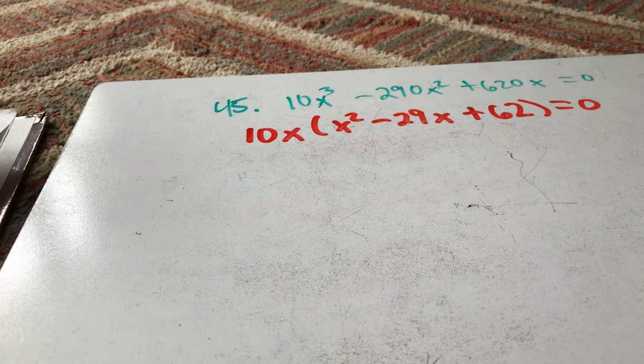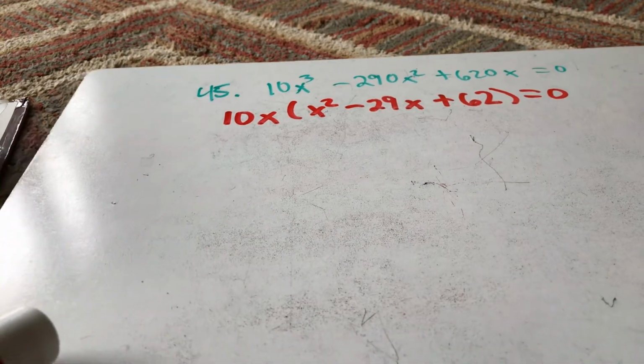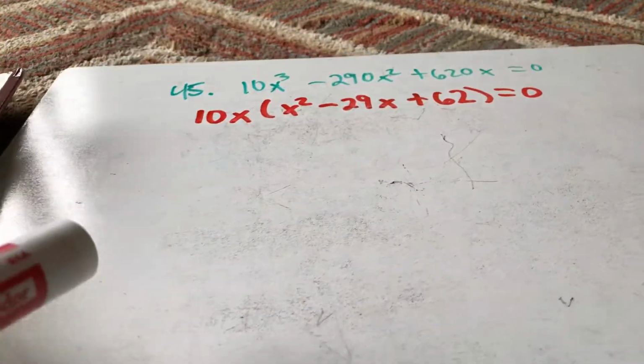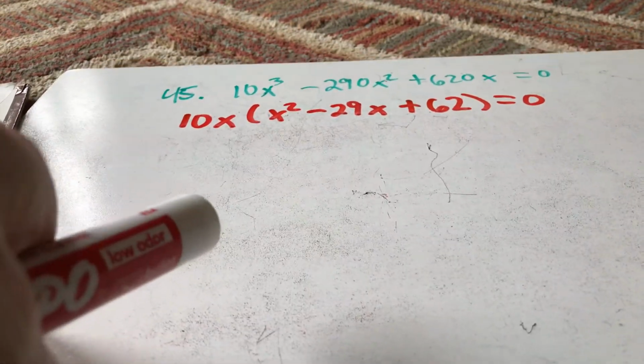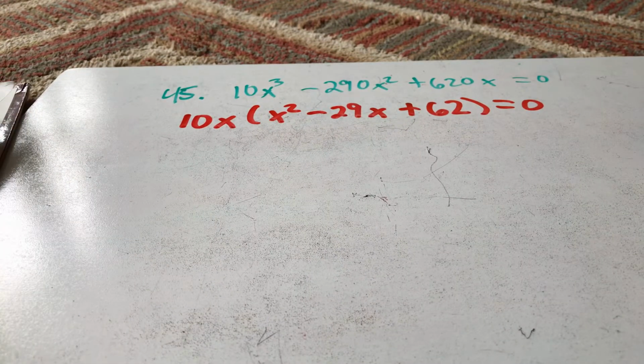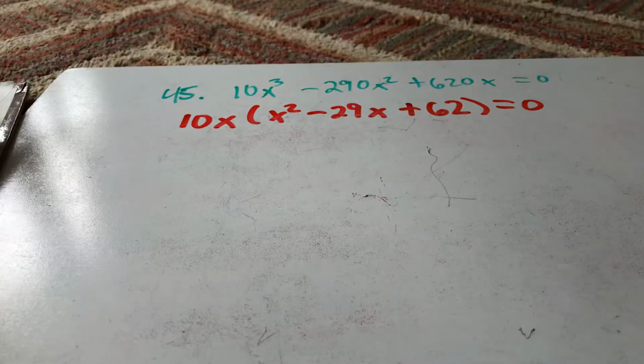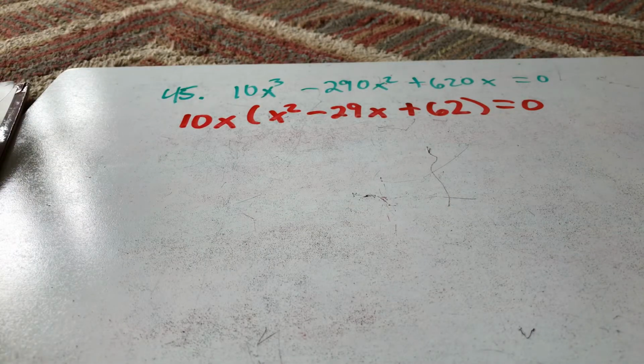It's tempting to try to factor this on 45 because you're thinking maybe that 31 times 2 makes 62. And then when you add or subtract them, maybe you would get a negative 29. But in order to get a negative 29, one of the numbers would have to be positive and the other one would have to be negative. And if that's true and you're multiplying, you're not going to be able to get a positive 62.